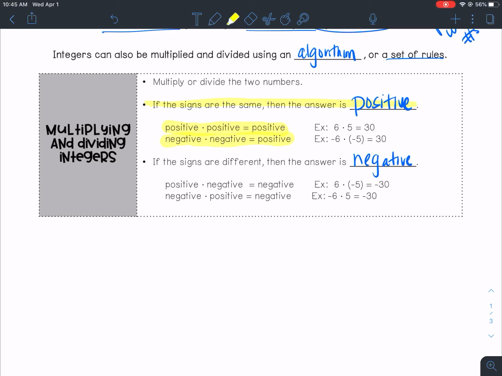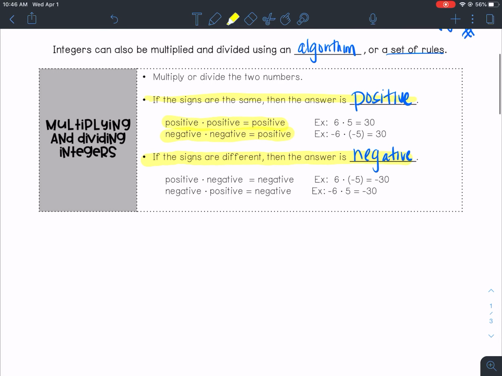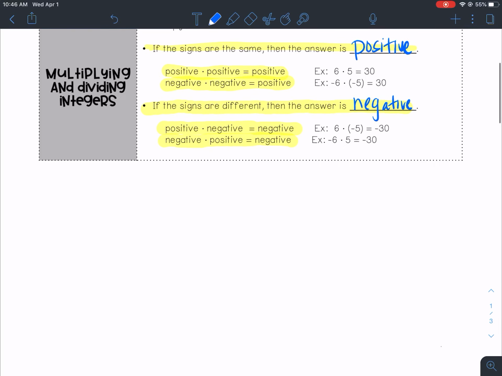Okay, if the signs are different, then the answer is negative. Remember, you write down what I highlighted. If the signs are different, then the answer is negative. So if I multiply a positive and a negative, I get a negative. If I multiply a negative and a positive, which is the same thing but backwards, my answer is still going to be a negative. Now, what I showed you guys in class when we did this, I showed you guys my sleepy man.